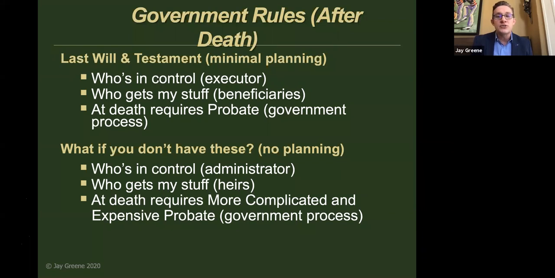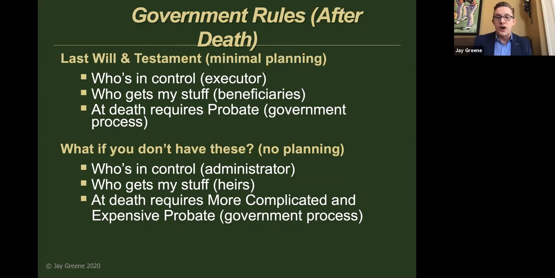So who's going to get your stuff are your heirs. So your heirs are the people that are your loved ones, your relatives, that the government's decided should get your stuff. This causes problems for some people because they're not that connected to their family and they don't want the government dictating who gets it.